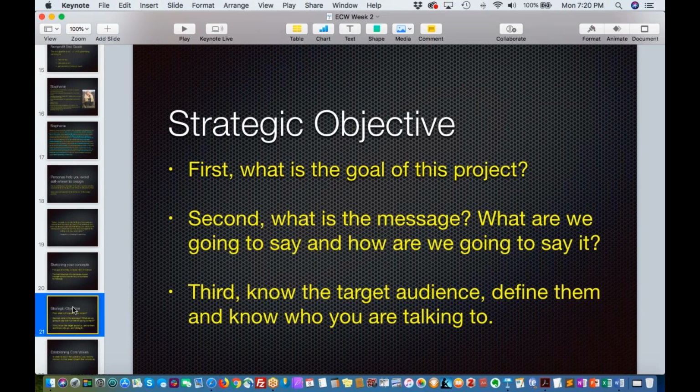Then develop your message. What are you going to say and how are you going to say it? Again, you've done your personas project first, so you understand who you're talking to. So you know the target audience and you know how to define them.